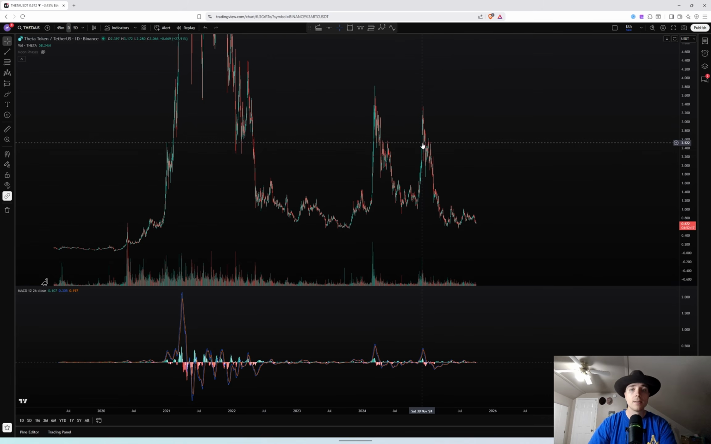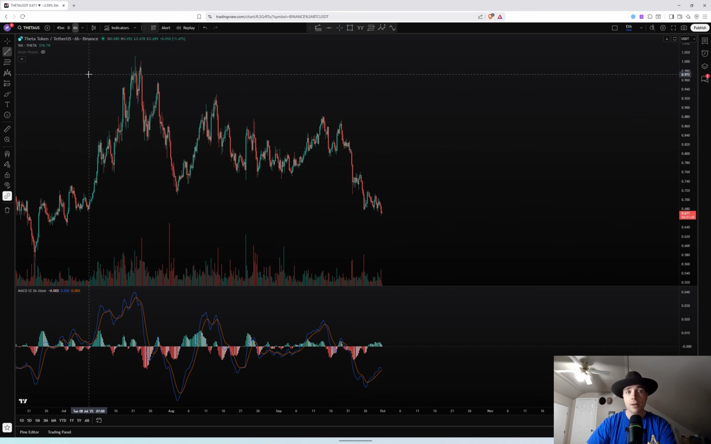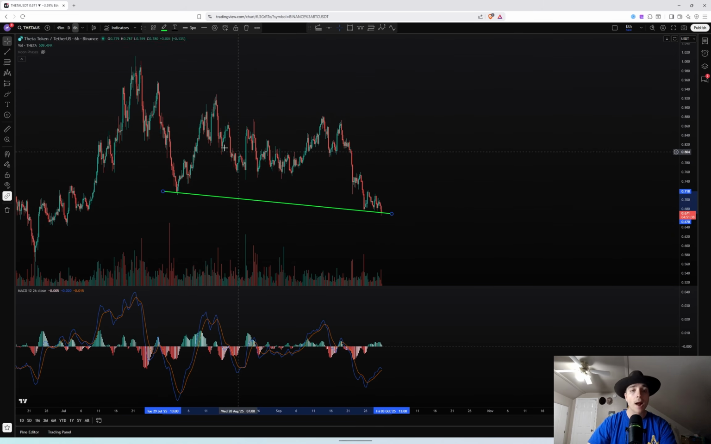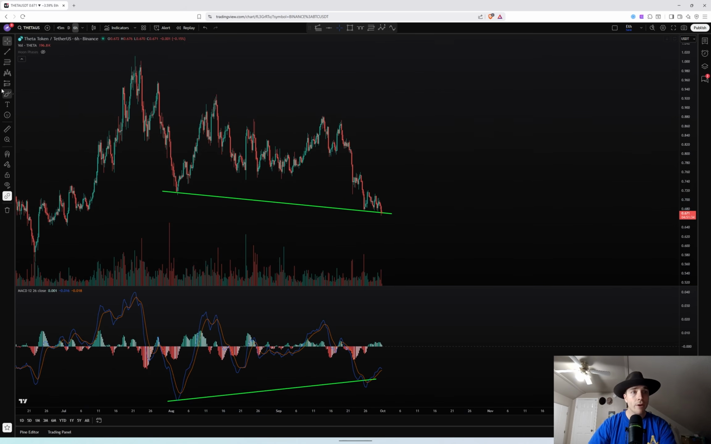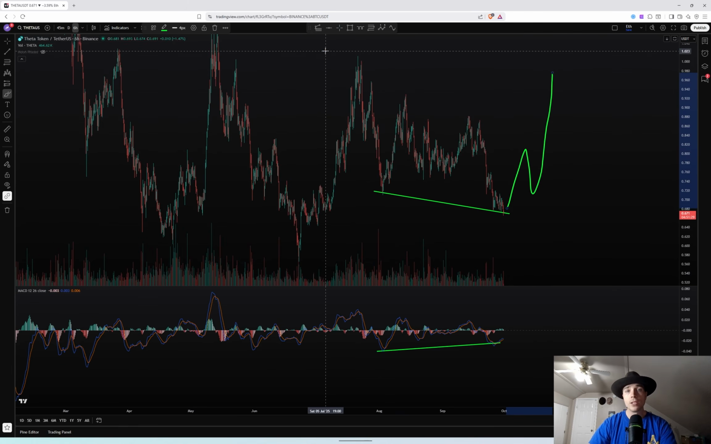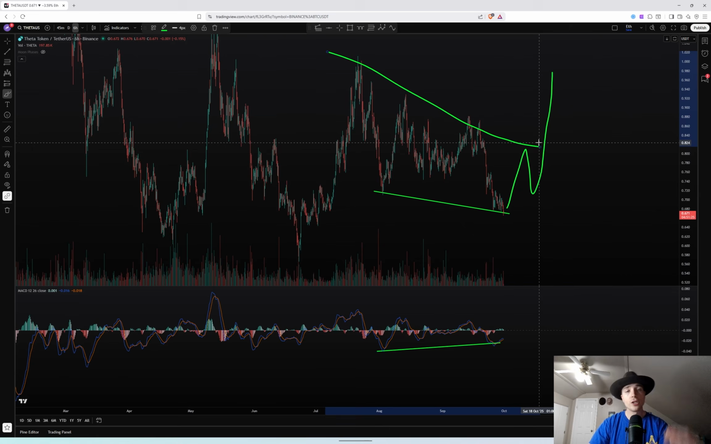The other thing I want to show you guys here is on the 6-hour time frame. We do have bullish divergence on Theta. So we have a lower low in price, but the MACD made a higher low, which is bullish divergence and should lead to a strong reversal off of these lows, which means we should break above that neckline and confirm that inverse head and shoulders and start to reverse here very soon.